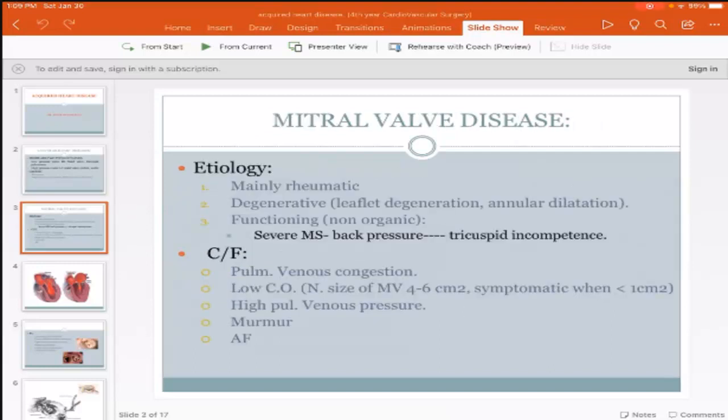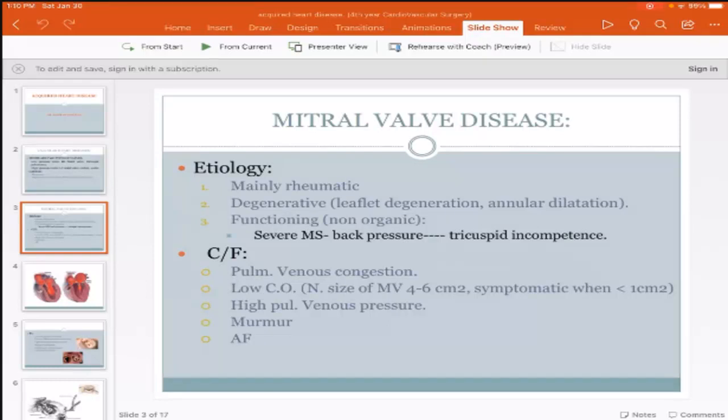Now, mitral valve disease. The etiology is mainly rheumatic heart disease due to repeated tonsillitis at an early age. Rheumatic fever can attack the heart, or even the kidney or the joints. So always be careful about rheumatic fever, and it should be treated aggressively to prevent developing mitral valve disease in the future.